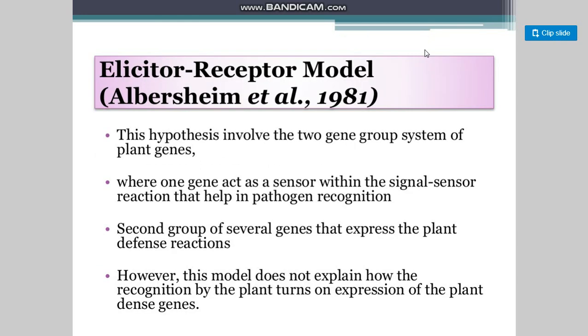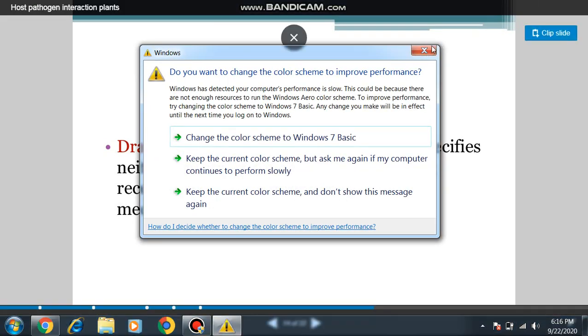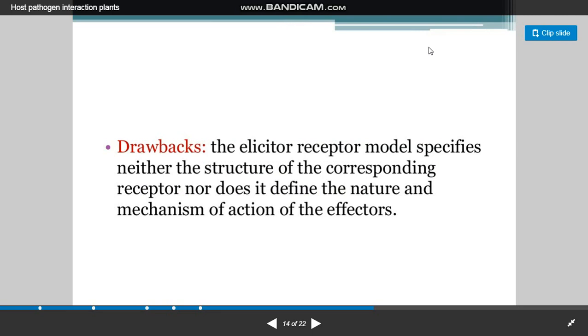The elicitor receptor model, the first one, involves a two gene group system of plant genes, where one gene group acts as a sensor that helps in pathogen recognition, and the second group of several genes expresses the plant defense reactions. However, this model doesn't explain how recognition by the plant turns on expression of the defense genes. This is a drawback: the elicitor receptor models specify neither the structure of the corresponding receptors nor how binding occurs, nor do they define the nature and mechanism of action of the effectors.